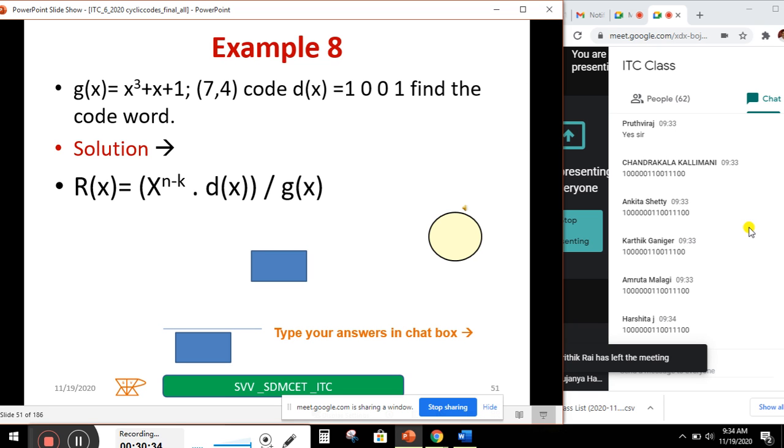Harshita has typed. I think she may be typing for the first time today. Good. She got the same answer. Let me wait for example 8 answers also. Those who have completed, and those who are doing this, you can continue. Nutan Vadgeri got the same answer.